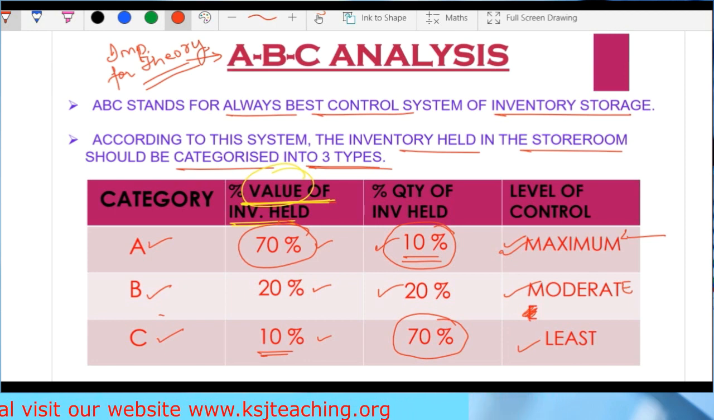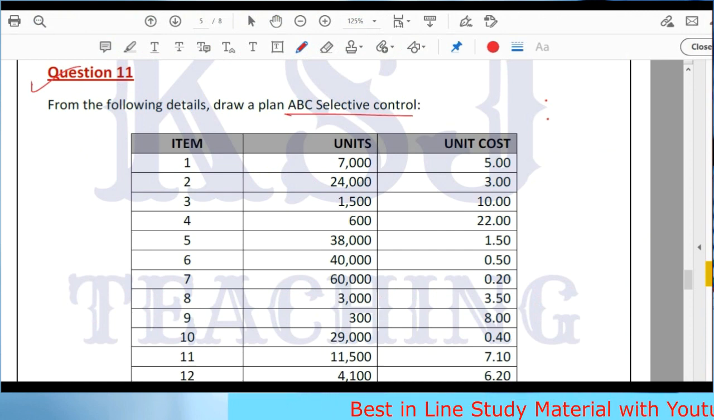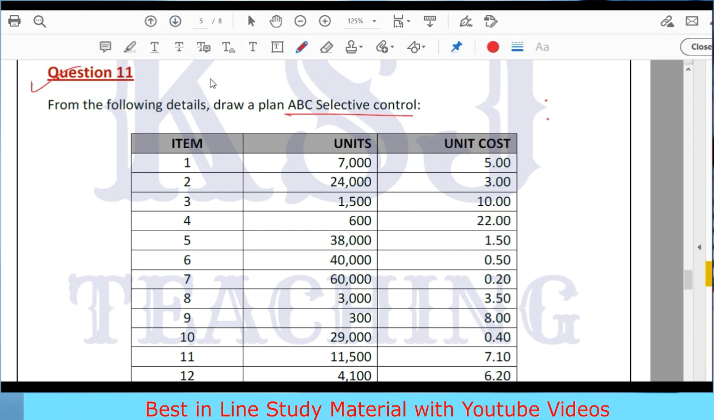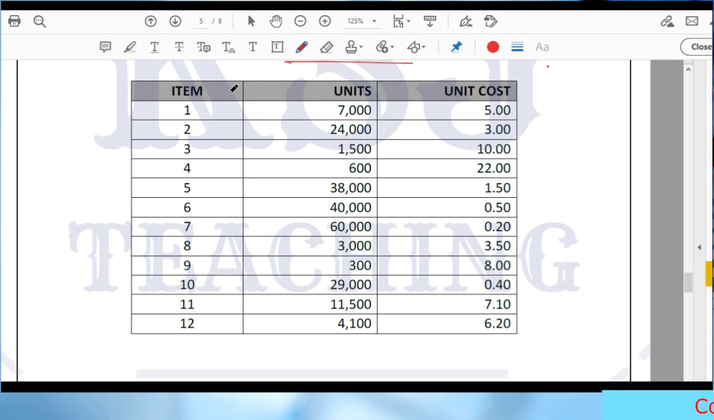Okay, now we are going to move on to the practical part of ABC analysis. Let's see. Question number 11. From the following details, draw a plan ABC selective control. There are 12 items given to us. Units are given 7,000, 24,000, 1,500, 600, 38,000, 40,000, 60,000, and all those things. Unit cost is given 5, 3, 10, 22, 1.5, 0.5, 0.2, 3.5, 8, and 0.4, 7.10, 6.20. So it is the unit cost given to us.